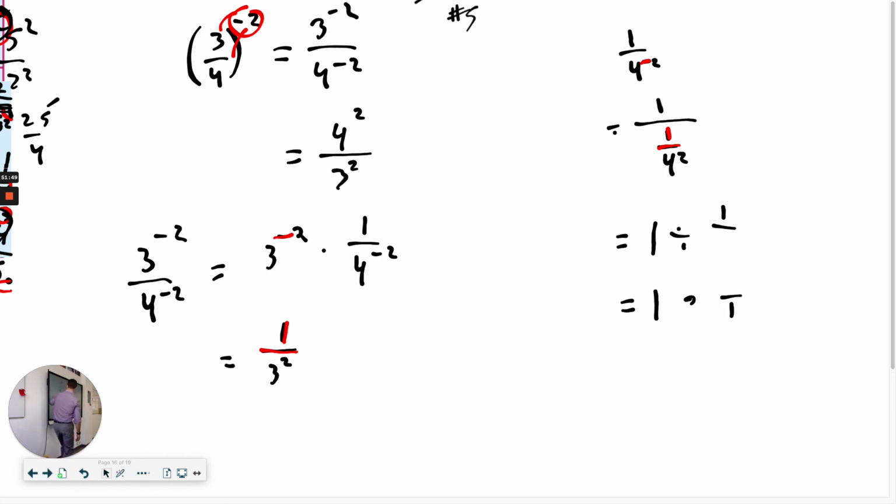Actually, I might leave it as 4 squared, just because it'll be easier to see. So 1 times 4 squared over 1 is just 4 squared over 1. So I'm going to write it like that. It helps me see that this flips over, and this flips over too. Right? And so then these you can combine and just call it 4 squared over 3 squared. 16 over 9. Simplify through.